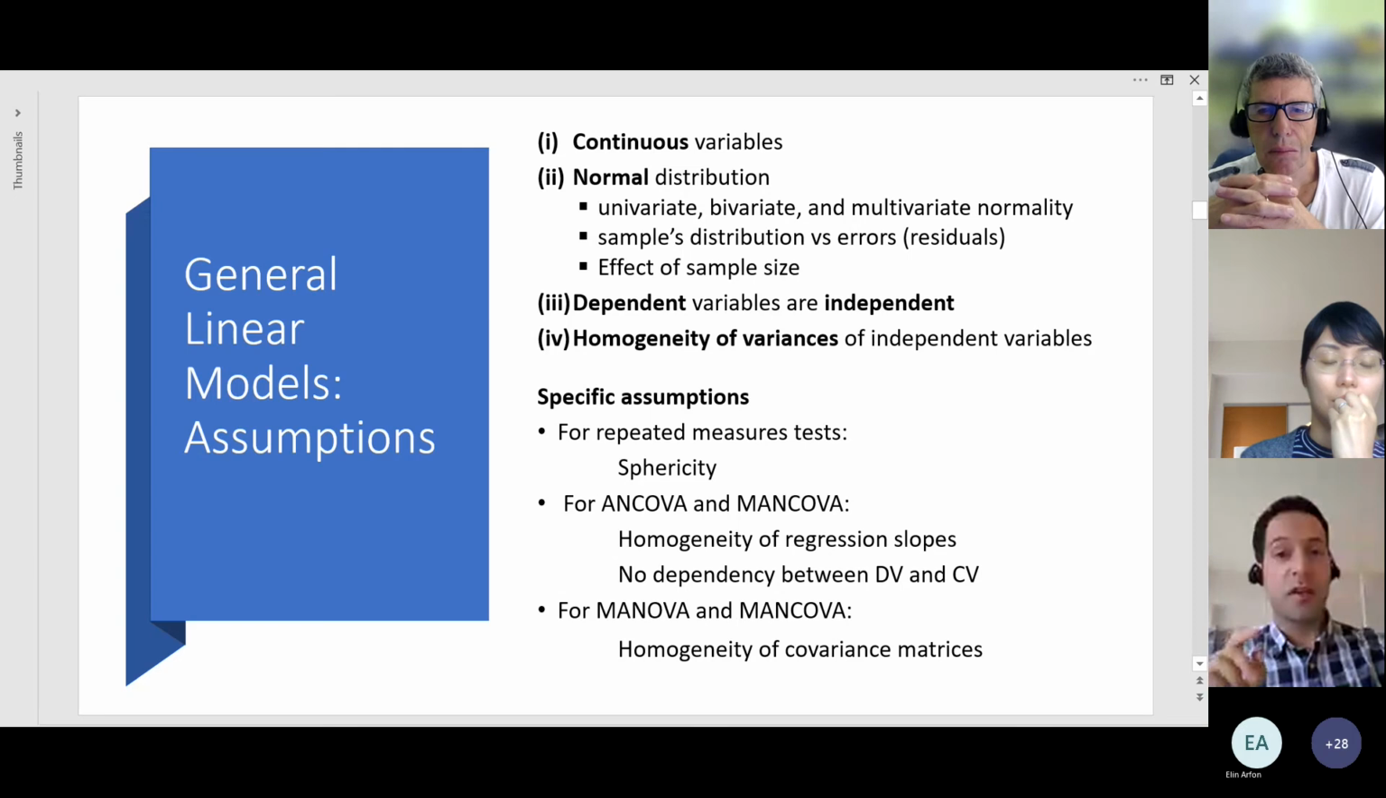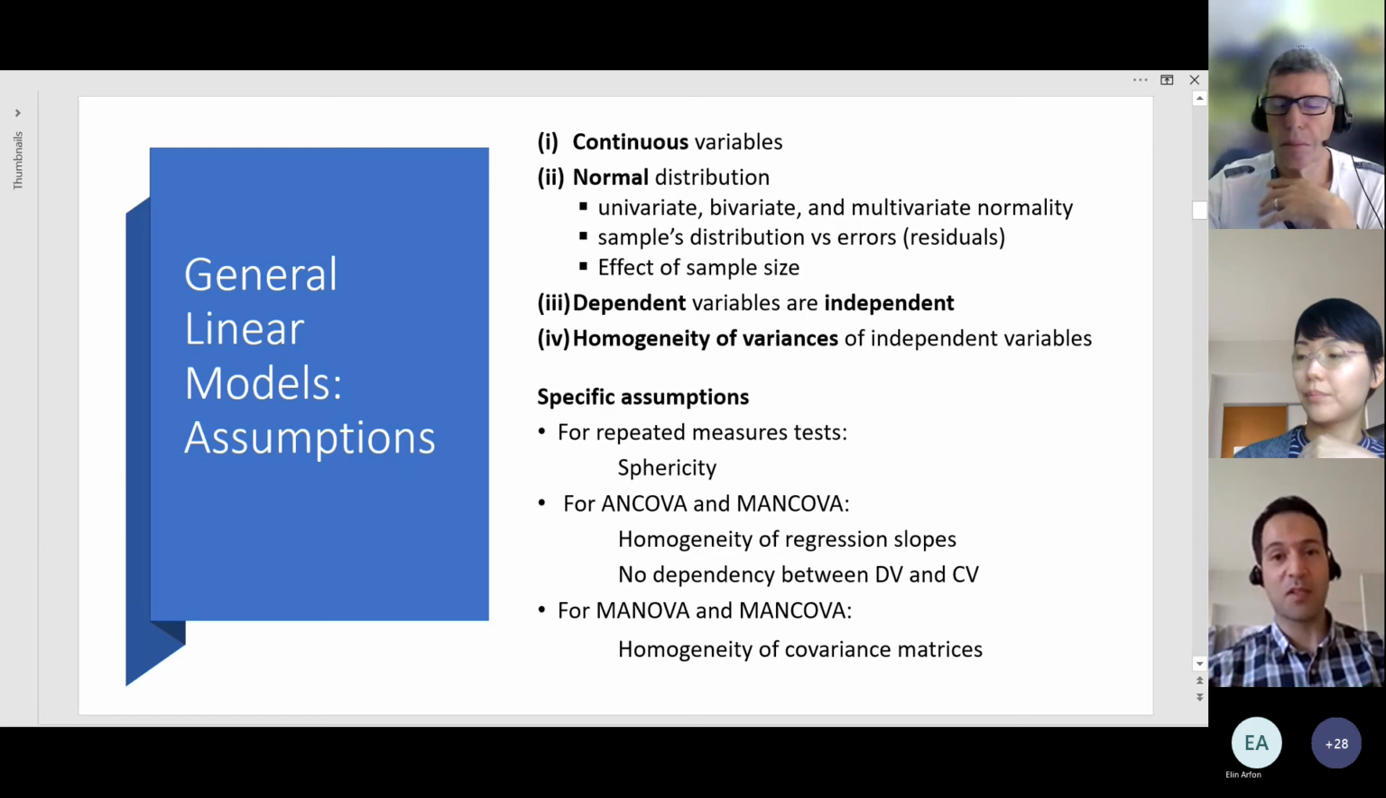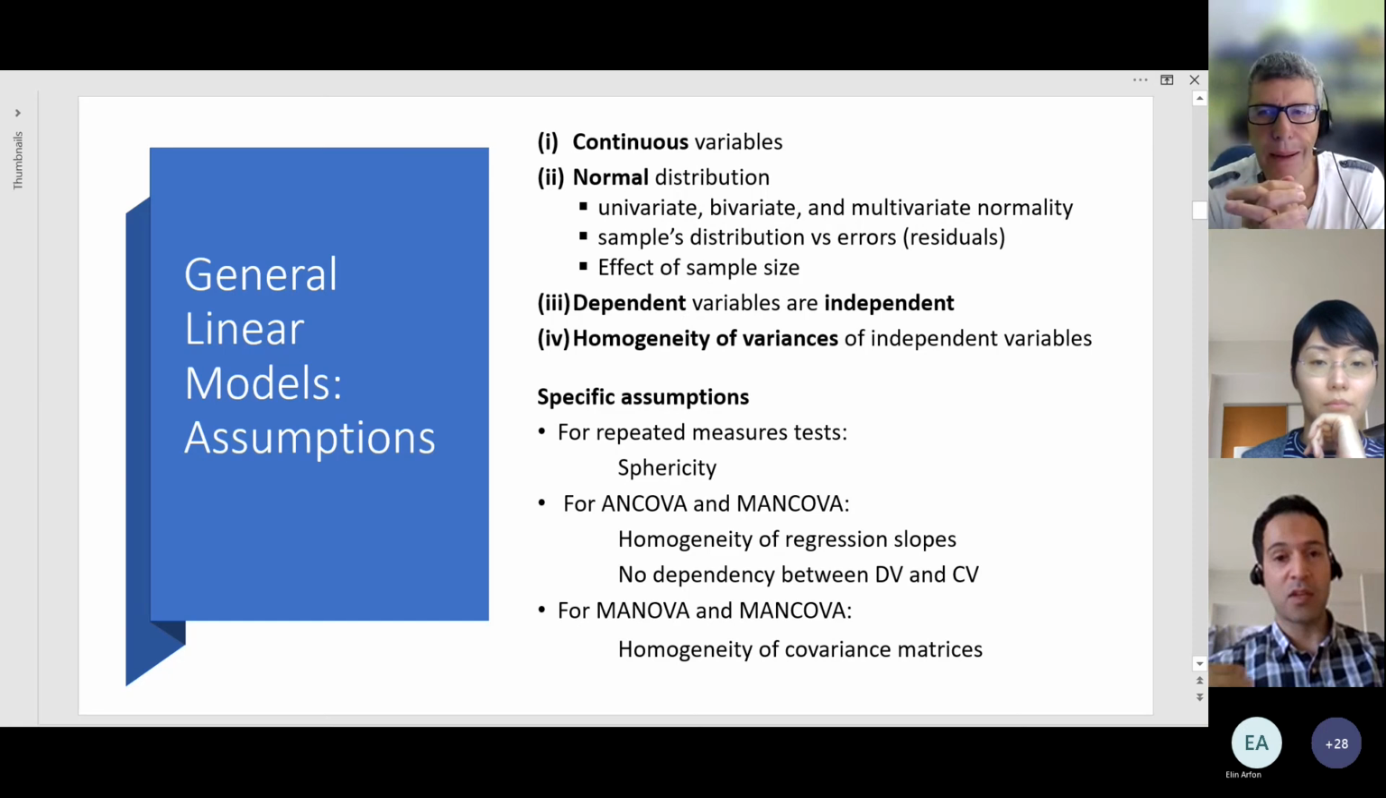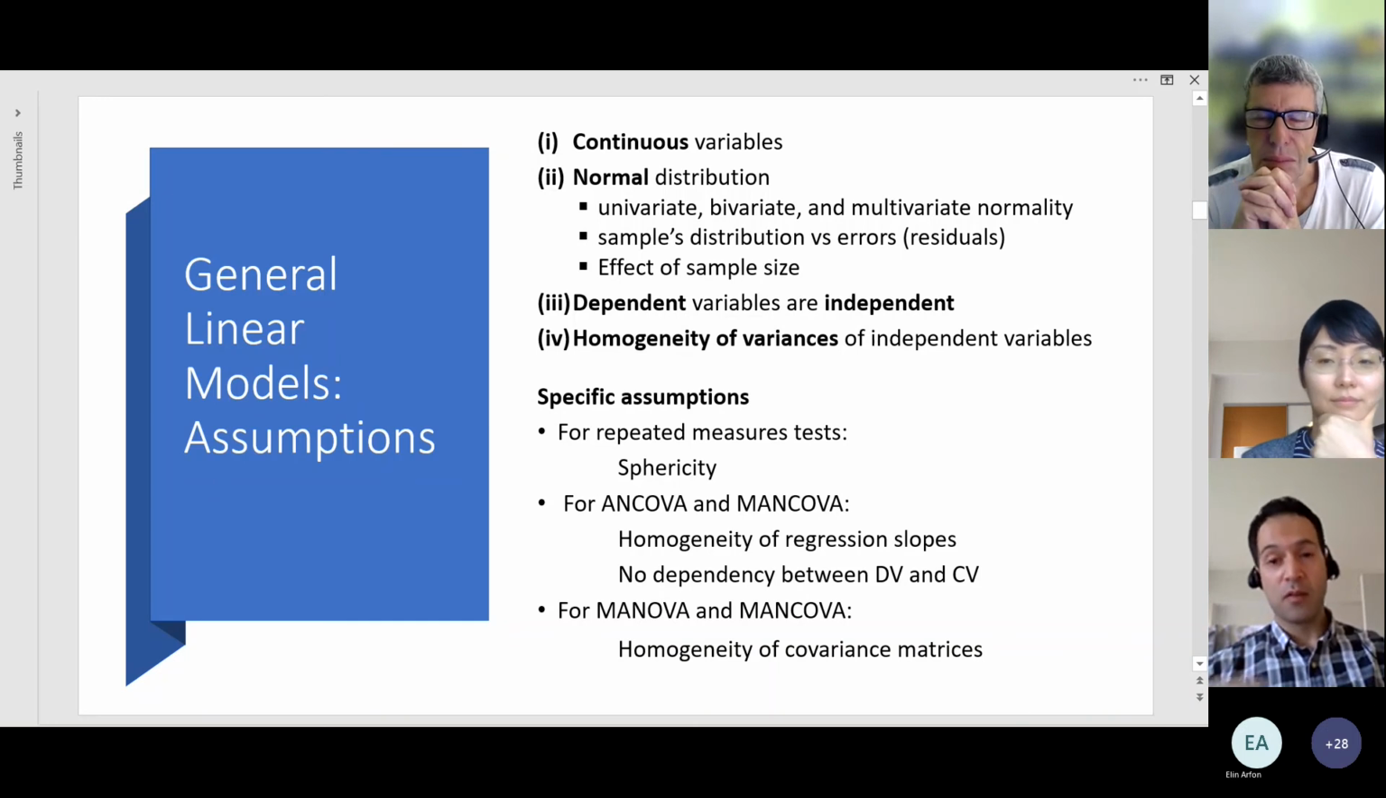Let's not forget the effect of sample size, because if samples are smaller than 30, at least, different scholars have proposed different sample sizes, but a sample size around 30 is necessary to begin to give us reliable and consistent results. That's another point. Then dependent variables are independent from each other. We also need, as you know, to take into account the homogeneity of variances of different samples.